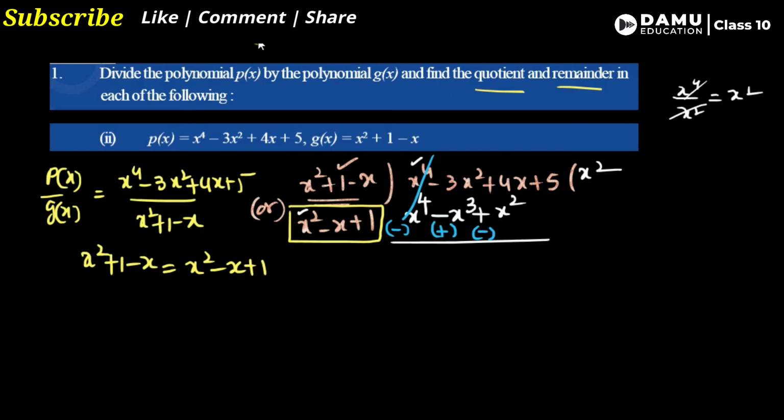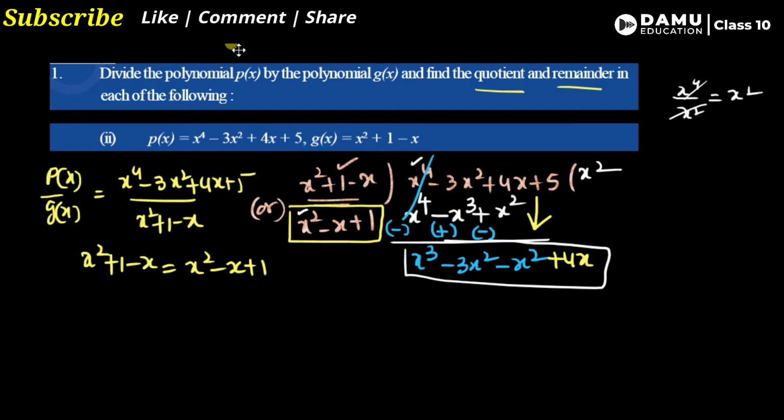With two terms we are done, right? So 3x square and minus x square. We write continuously: x cube minus 3x square minus x square, and again we bring down the 4x, so plus 4x. We keep this in a box and simplify in the next step: x cube minus 3x square minus x square minus 4x square plus 4x. This is the actual one, and from this we will do the division again.